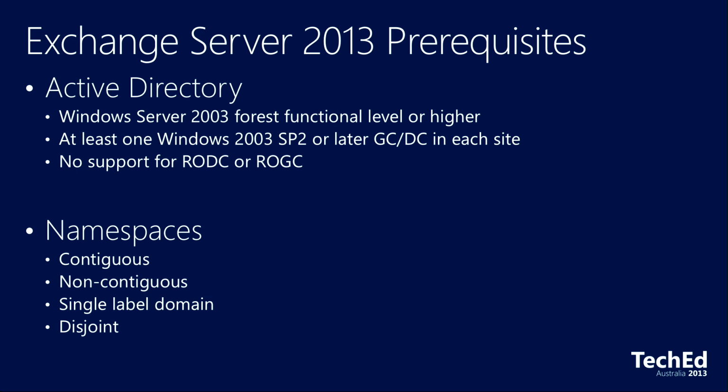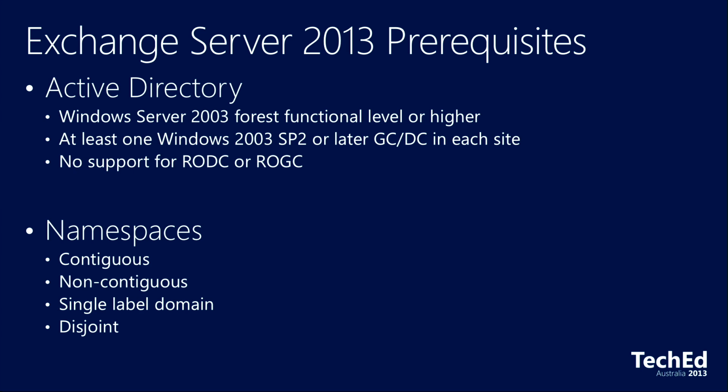But generally, in terms of the forest itself, the forest functional level can stay at Windows Server 2003 or higher. There are no benefits to one FFL versus another. It's just the minimum support that we need for Exchange to be able to operate. You need also at least one directory server in every site that's running at least Windows Server 2003 SP2 or later. Okay, that's not a big deal. Hopefully most of you are well beyond that for your directory servers. But if you're not, then your directory servers are probably not running a supported version of Windows at this point because it's so old, so you'll want to upgrade them anyway.